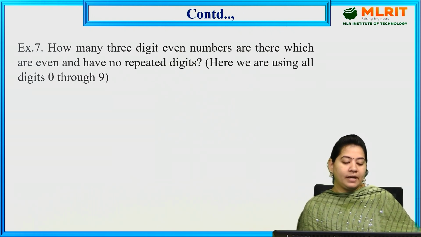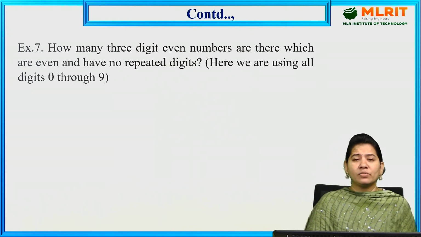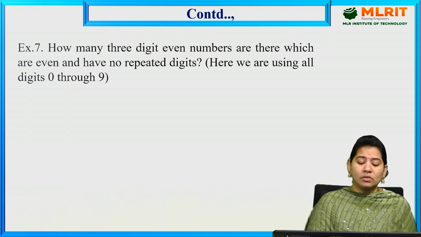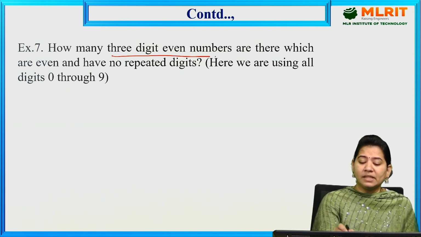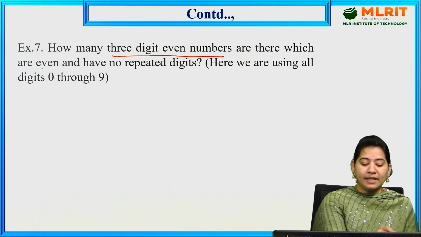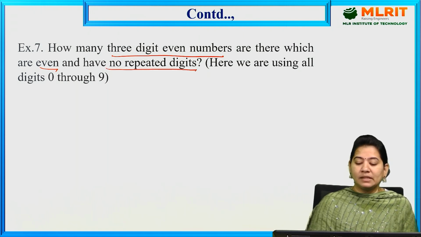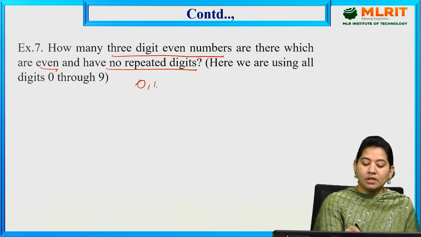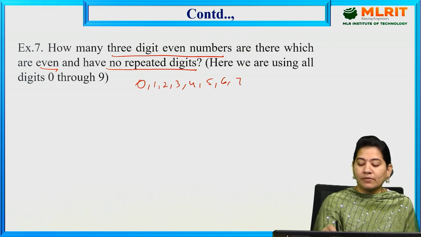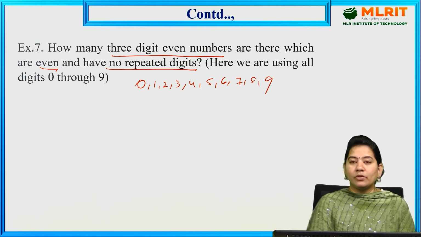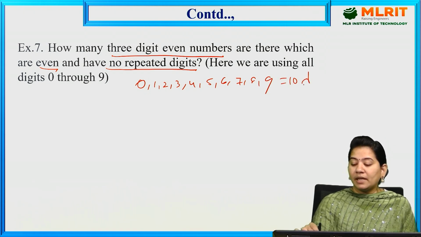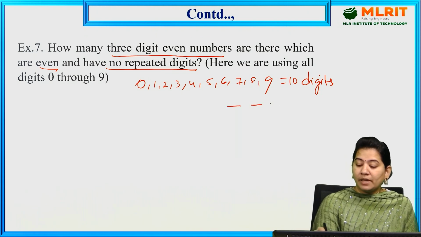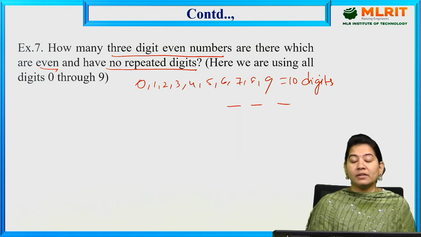So next we have, I think this is the last question under the product rule. The question is, how many 3-digit even numbers are there which have no repeated digits? Here we are using all the digits 0 to 9. So 0 to 9 means what? 0, 1, 2, 3, 4, 5, 6, 7, 8, 9. Altogether we have 10 digits. Now I want to form 3-digit even numbers, only 3-digit even numbers.